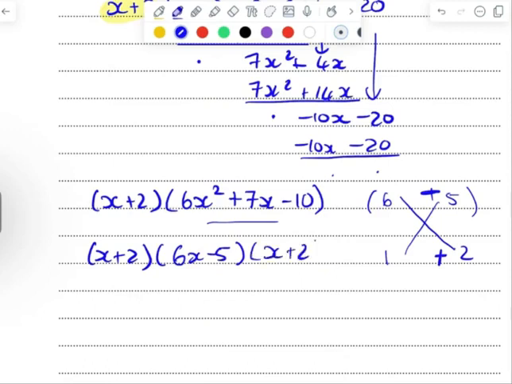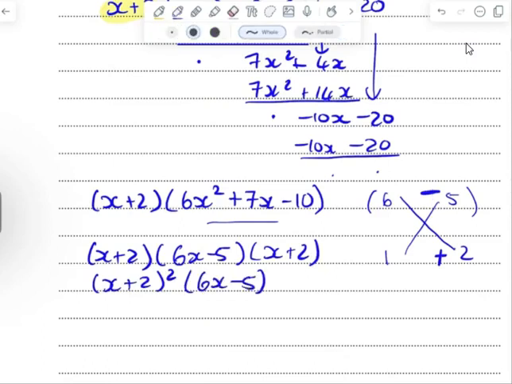X, we've got another x plus 2. So that leaves us with an (x plus 2) squared, and then a (6x minus 5). Okay, so just make sure with your factorizing that you do double check. So here, if I cross multiply, I'm going to end up with positive 12. And then here I'm going to end up with negative 5. And when I add those two together, I'm going to end up with positive 7, which is what I want.